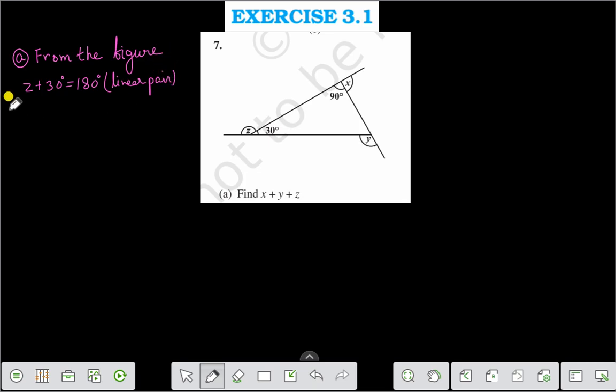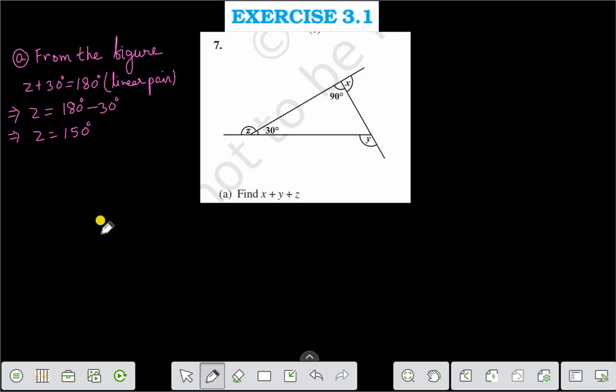Now find the value of z, or it can be written as z is equal to 180 degree minus 30 degree. Therefore, the value of z is equal to 150 degree. The value of z is 150 degree, right?